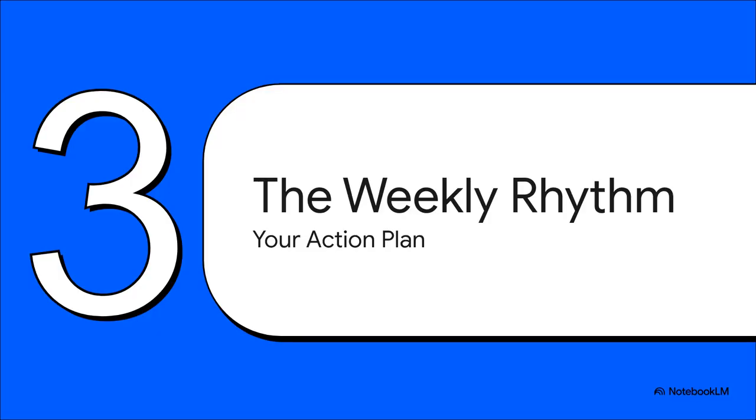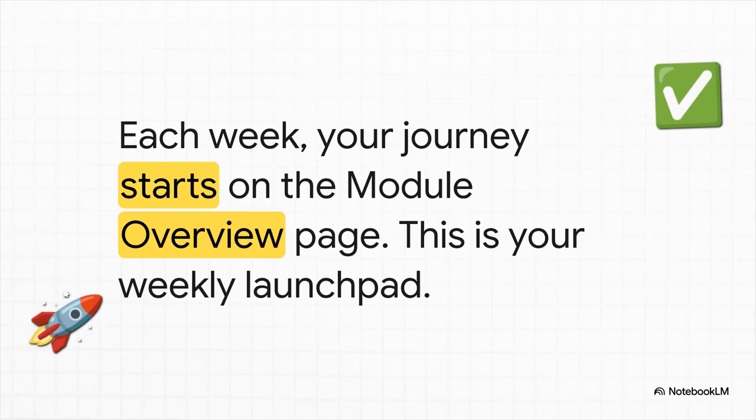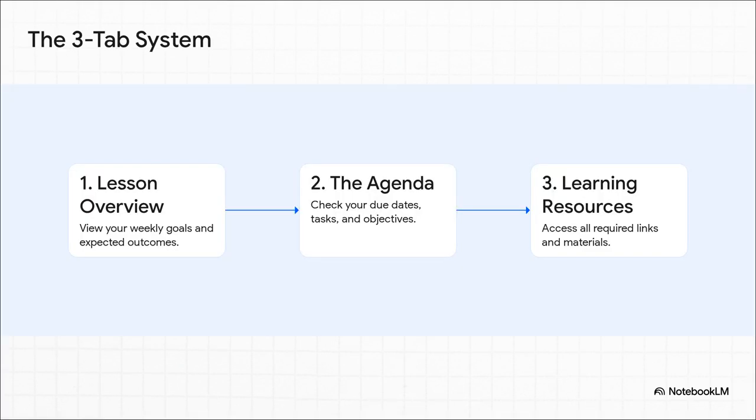Next up, in the weekly rhythm, let's talk about how to approach your work with a simple, repeatable action plan that'll keep you on track. Every single week, your journey is going to start in the exact same place, the module overview page. Make this your ritual. You go to Modules, find the current week, and click on that overview page first. It's your weekly launchpad.